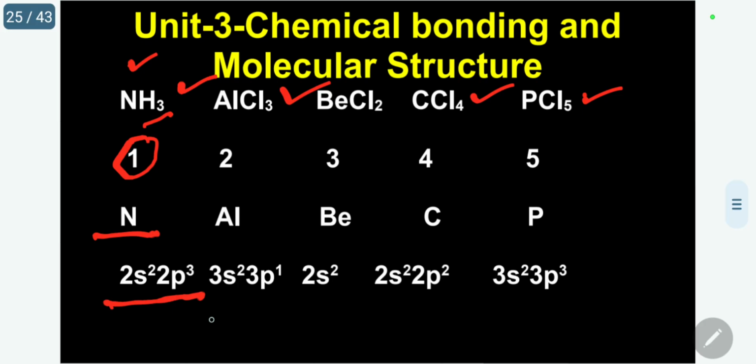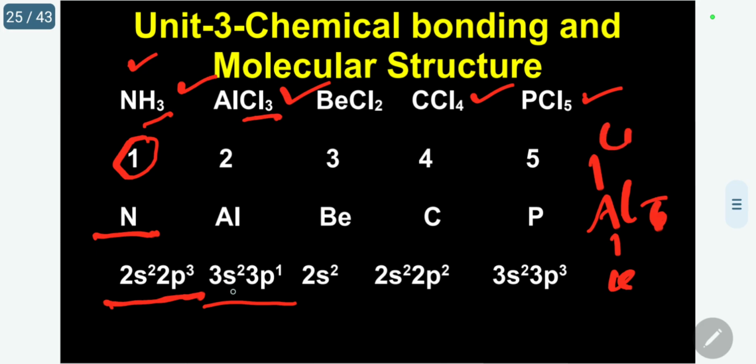Coming to aluminum, 3s2 3p1. Aluminum has 3 bonds, to Cl, Cl, Cl. One of the s electrons goes to the p orbital, so sp2 is formed. This is aluminum chloride, and it is electron deficient. In ammonia there is a lone pair, so 8 electrons are present. In aluminum chloride, which is electron deficient, there are not 8 electrons.